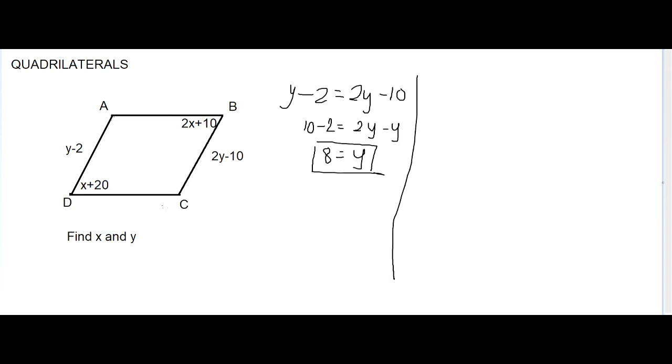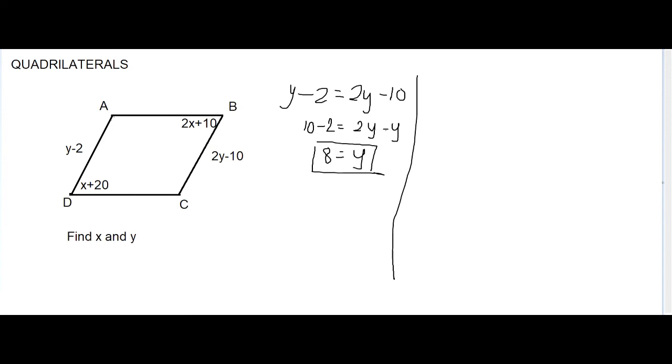Ngayon, dito naman sa value of x, when we're talking about angles, kanina sinabi ko consecutive angles of a parallelogram are supplementary or 180 degrees. Dito naman, anong relationship ni angle D kay angle B? They are both opposite angles. Ngayon, pag opposite angles, hindi siya supplementary, kasi consecutive lang dapat ang supplementary or 180 degrees. In this case, opposite angles of a parallelogram are congruent, or ibig sabihin, ang opposite angles ng parallelogram, their measurements must be equal.